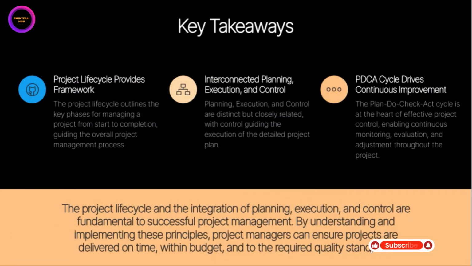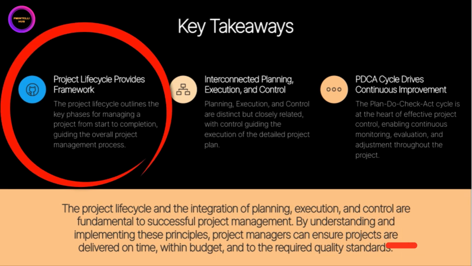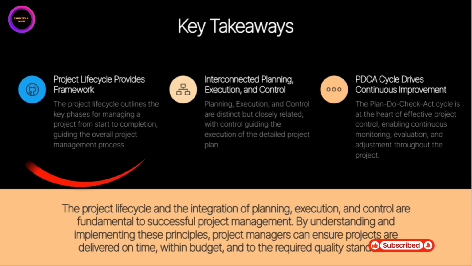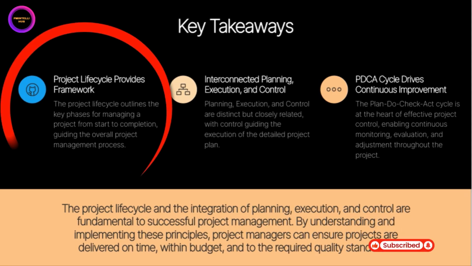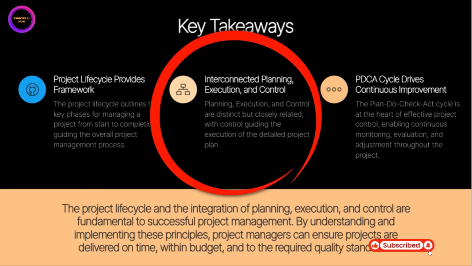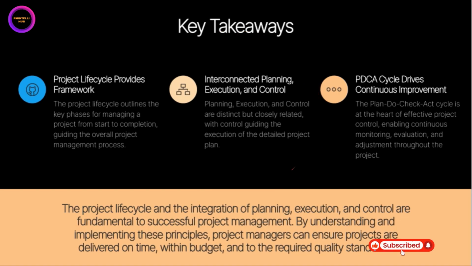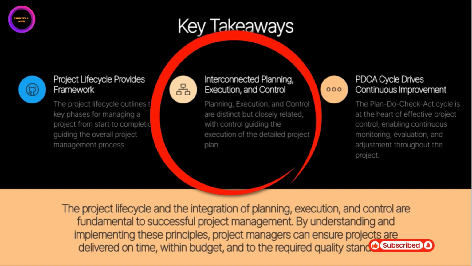Now, as we wrap up, I want to highlight some key takeaways. First, the project lifecycle provides a solid framework for managing a project from start to finish. It helps us organize and guide the entire process, ensuring nothing gets overlooked. Next, it's important to understand that planning, execution, and control are closely connected, yet distinct phases. Planning sets the foundation, execution is where the work happens, and control keeps everything on track.